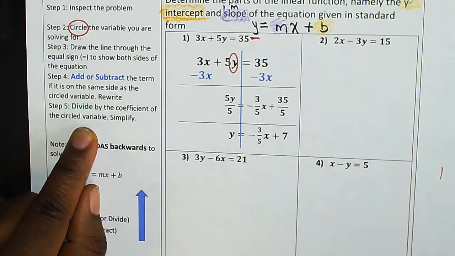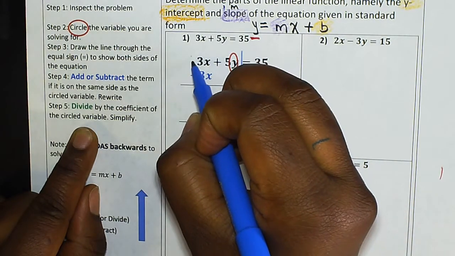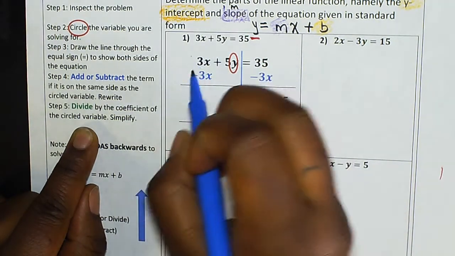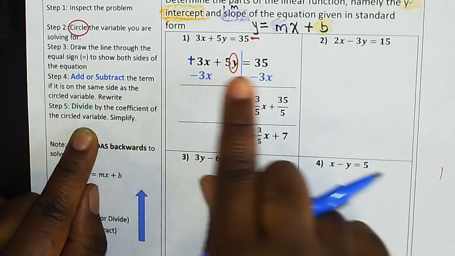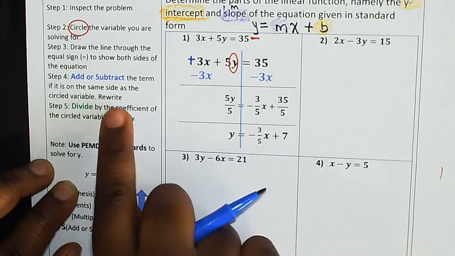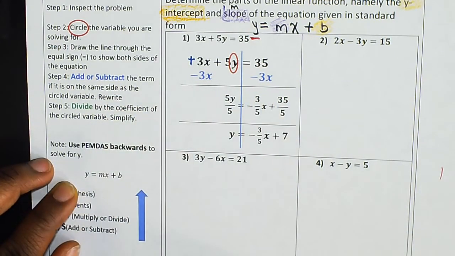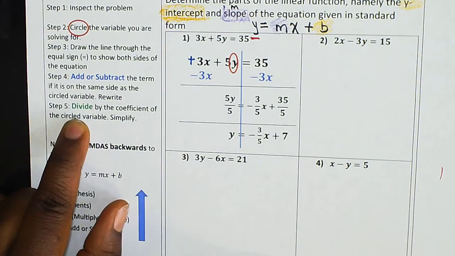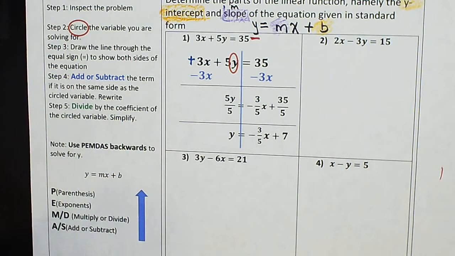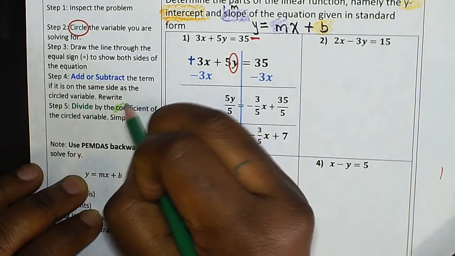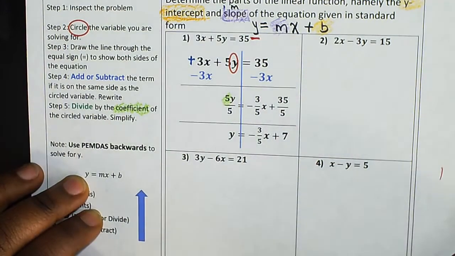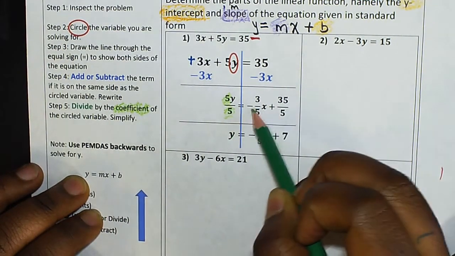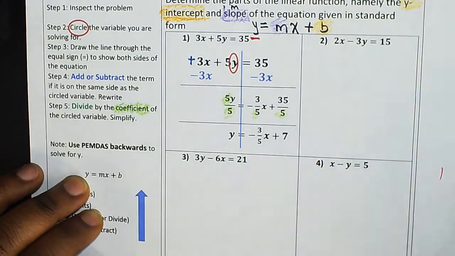How do you know if we're going to add or subtract? Well, we're going to look to see, is it positive or negative if it's in the front. So I see that it is positive, so I have to do the opposite, which is minus 3x, minus 3x. Then we have to rewrite our problem. Last, step 5, we're going to divide by the coefficient. Now, what is a coefficient? What is the number that is in front of a variable? So we're going to divide by that number. So divide by 5 on each side.